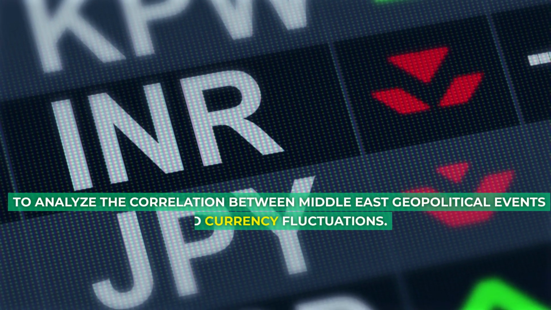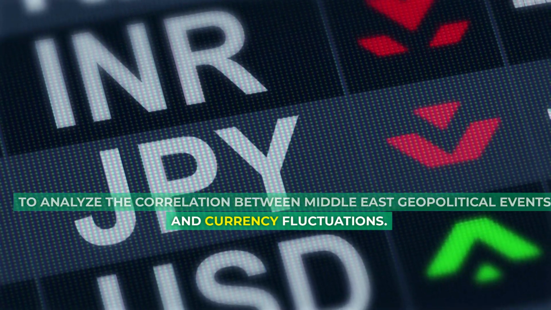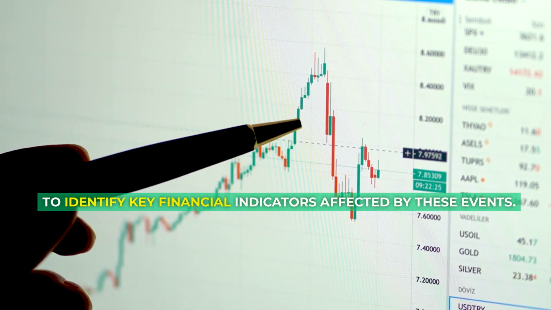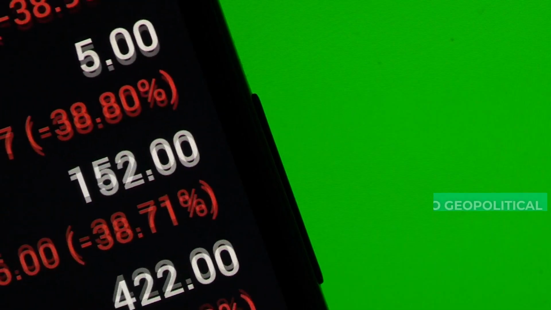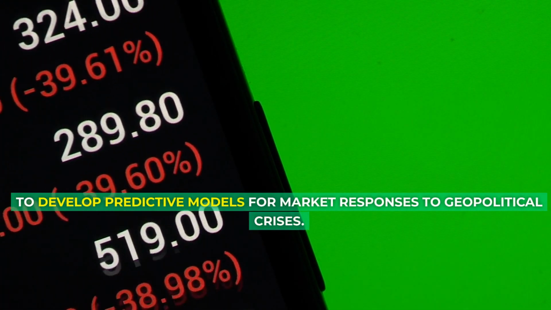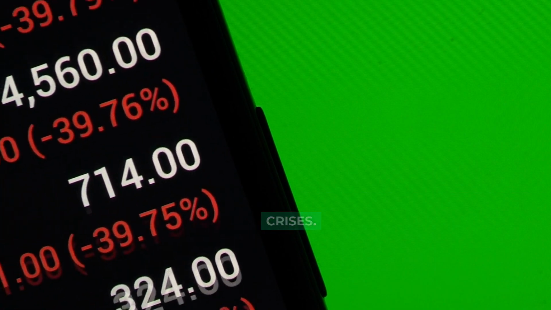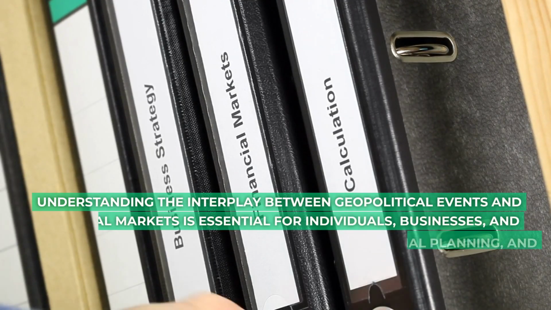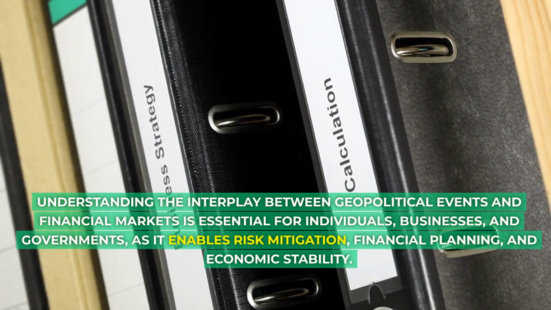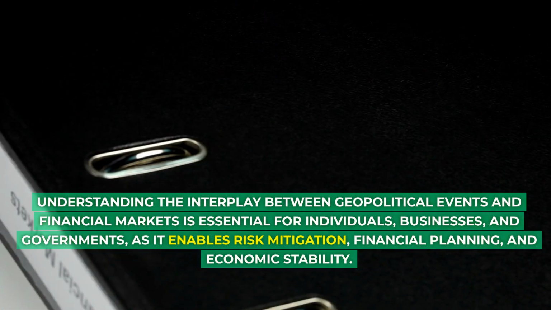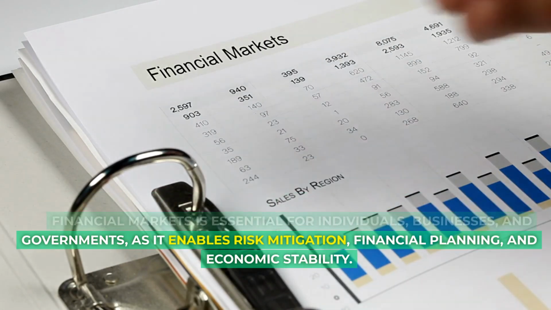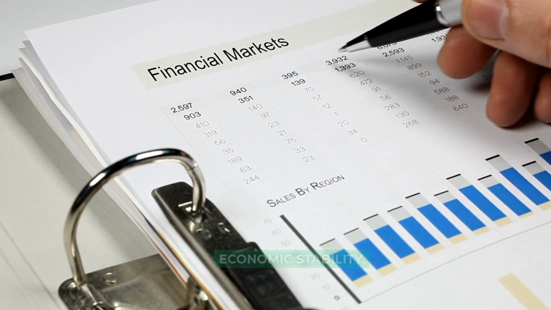Research objectives. To analyze the correlation between Middle East geopolitical events and currency fluctuations. To identify key financial indicators affected by these events. To develop predictive models for market responses to geopolitical crises. Research rationale. Understanding the interplay between geopolitical events and financial markets is essential for individuals, businesses, and governments, as it enables risk mitigation, financial planning, and economic stability.